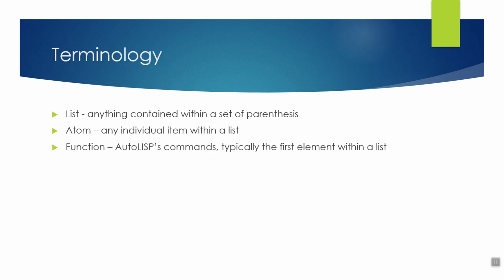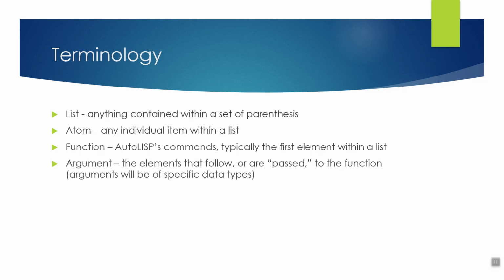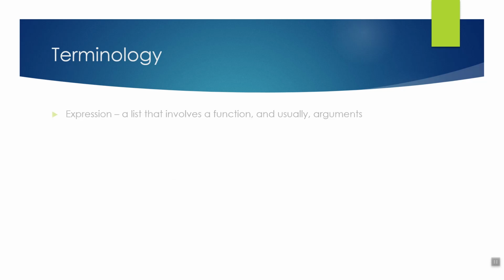A function is basically the commands inside of AutoLISP. Typically, they're the first element within a list. An argument is any element that follows the function, and they are passed to that function. So arguments can be very specific data types depending on the type of function that you're working with. An expression is a list that involves a function and usually arguments.